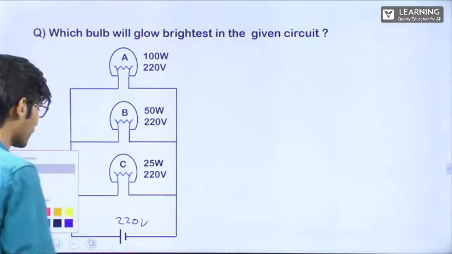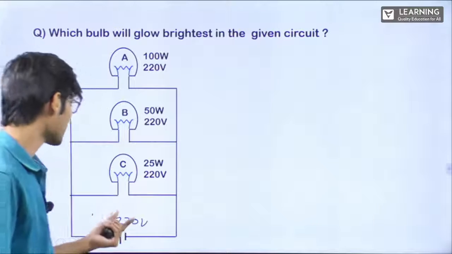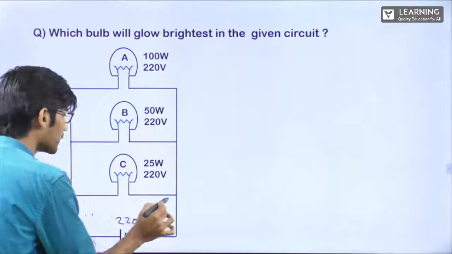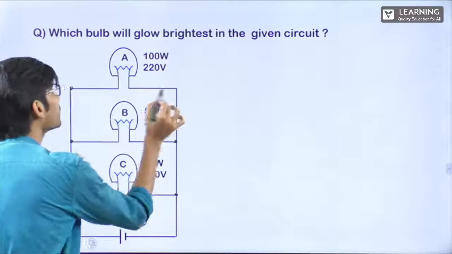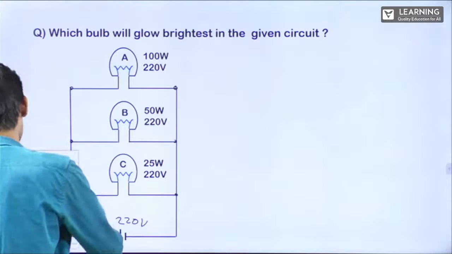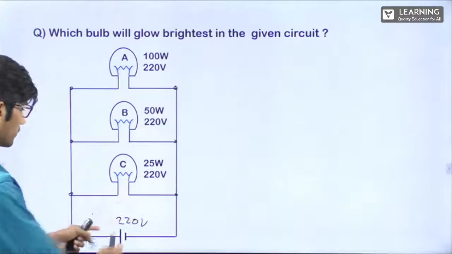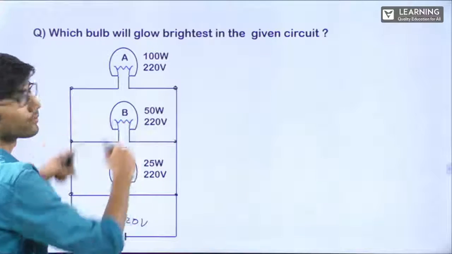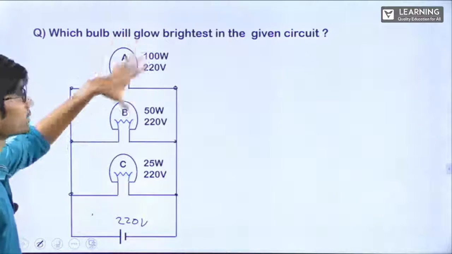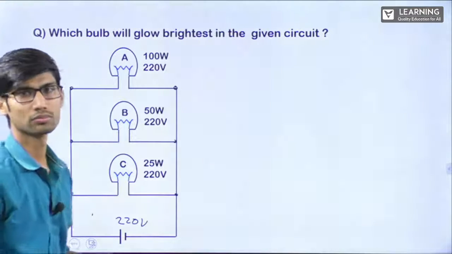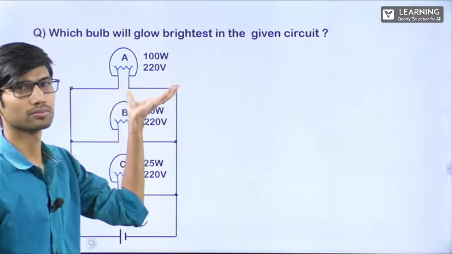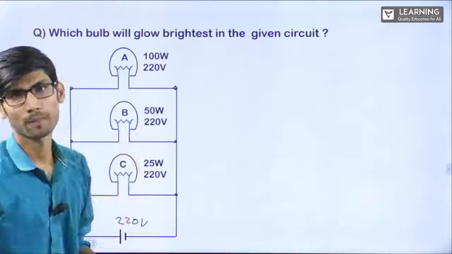Anything it can be, okay? Now from here you can understand, for all the three, potential is going to be same. How much will be the potential? 220 volt. The same potential. So in 220 volt this is 100 watt, in 220 volt this is 50 watt, in 220 volt this is 25 watt. So this will glow the brightest. From looking at this you can understand this.